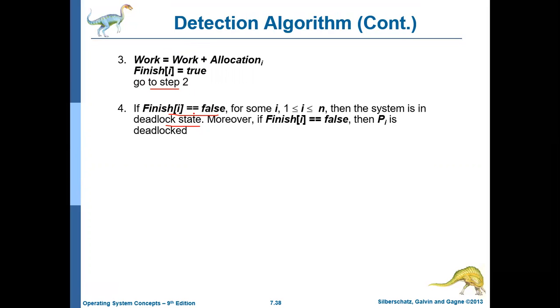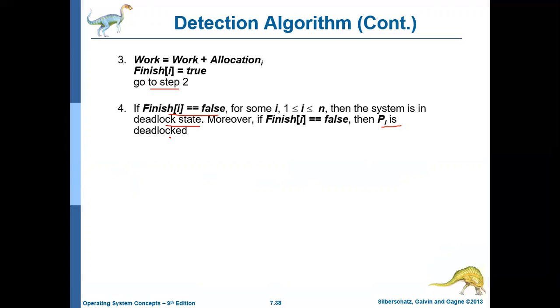So finally, if finish of i is equal to false for some process, then it means that we are unable to find a safety sequence. If finish of i is equal to false, then it means that Pi is deadlocked. So whichever process has finish of i false, those processes are deadlocked. So this is how this algorithm is defined. It is very similar to the safety algorithm. There is no change at all. The only thing is, the purpose for which it is used is different. Here it is being used to detect the deadlock.